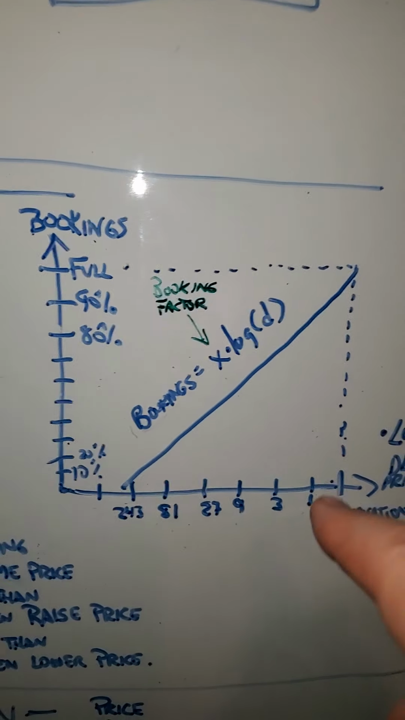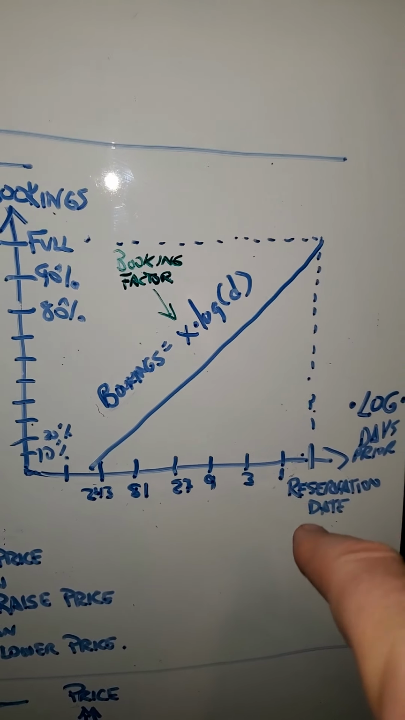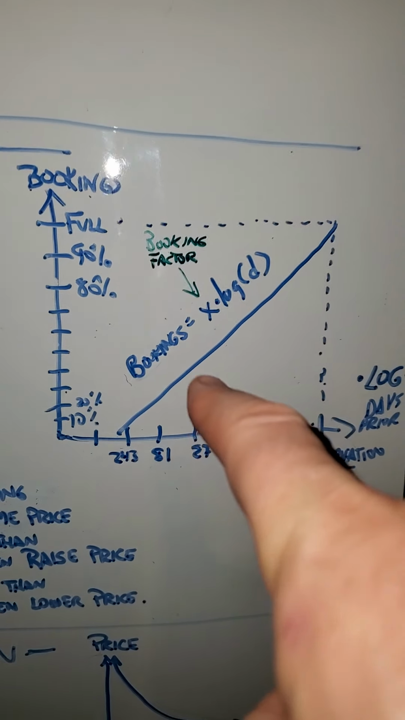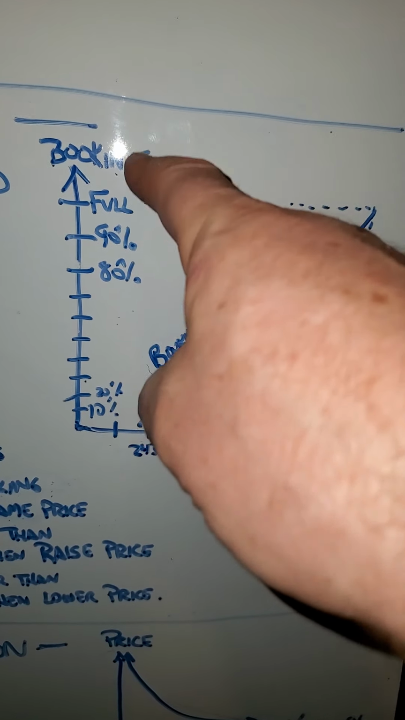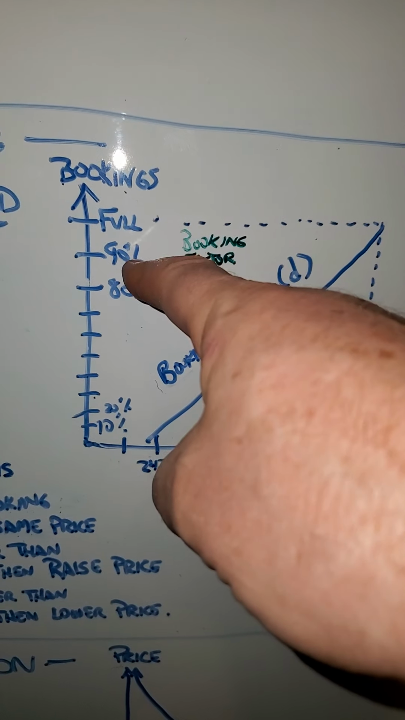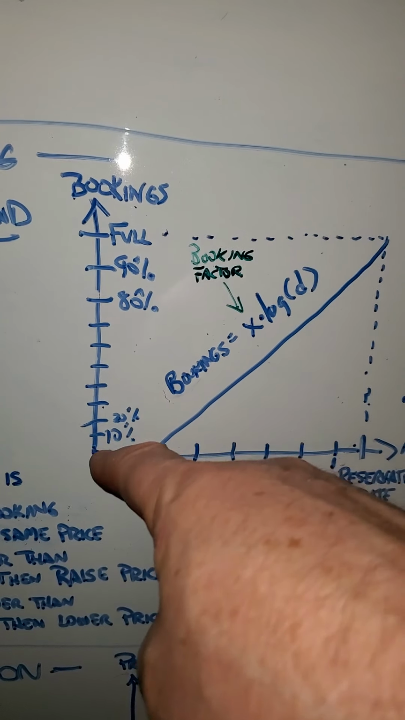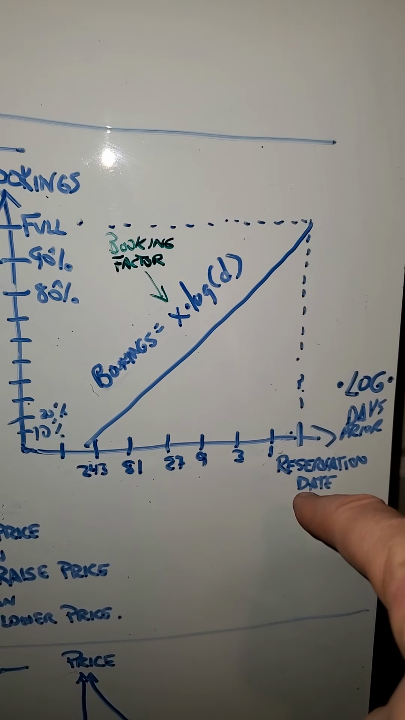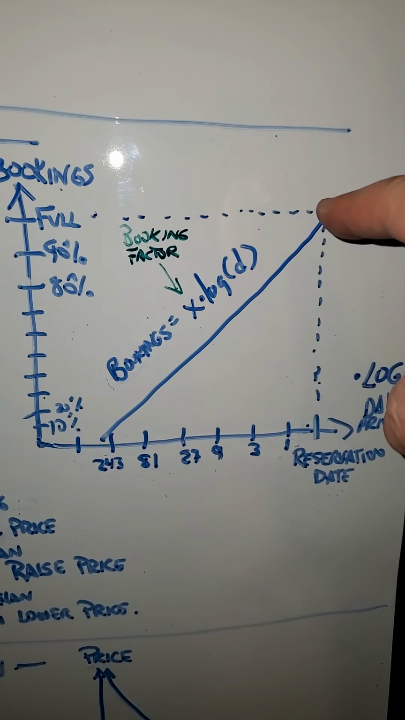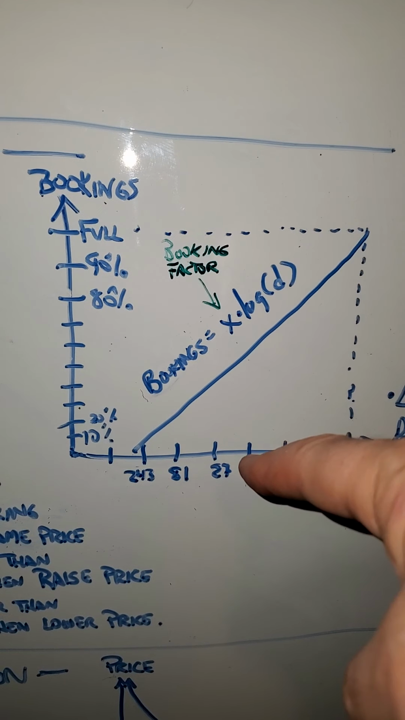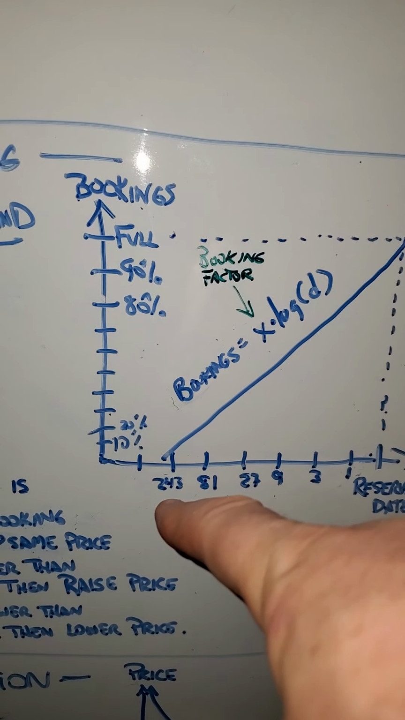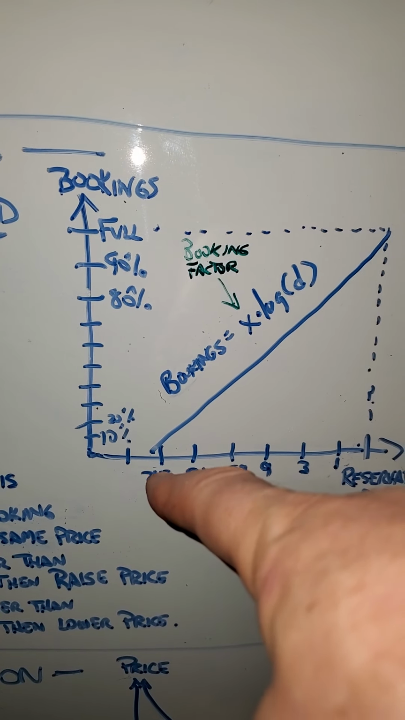This is how I think it should work. This came out of my head, but I'm betting this is what hotels do. On my y-axis are my bookings. This is full occupancy, 90%, 80%, all the way down to 10%, 0. This is my reservation date, so at the reservation date I should have full occupancy. This scale here is the number of days prior to the reservation date, and notice that it's not linear, it's logarithmic, because that makes more sense.